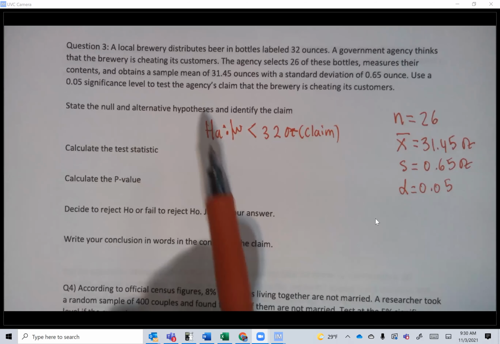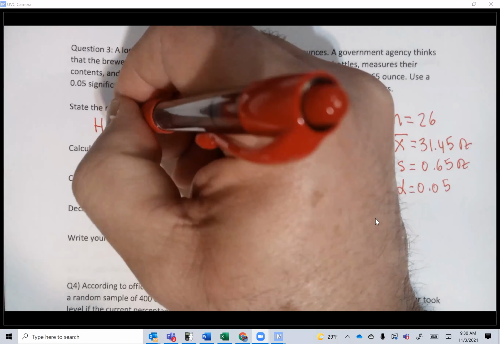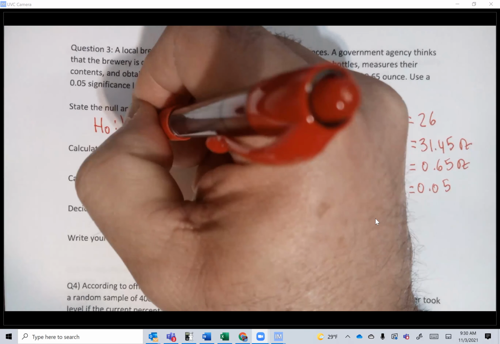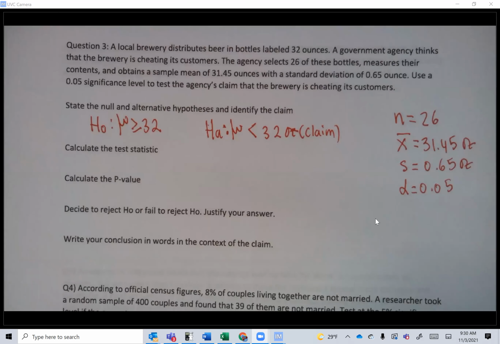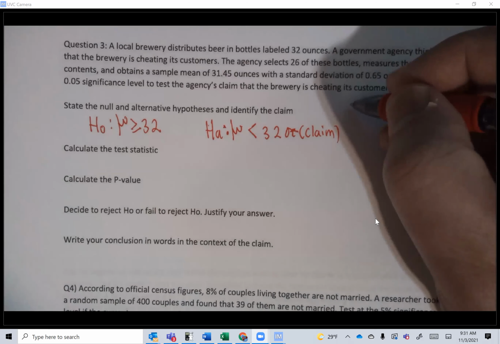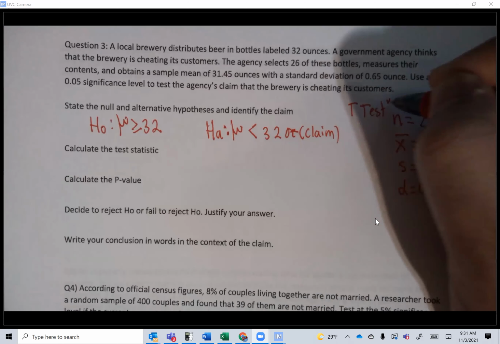And now HO will be the competing hypothesis. I could have rewritten this one and said to test the claim that the mean contents of beer in the bottle is less than 32. But cheating, guys, means the same thing. Okay, this is a t-test. See how important the t-test is. Very, very important test.